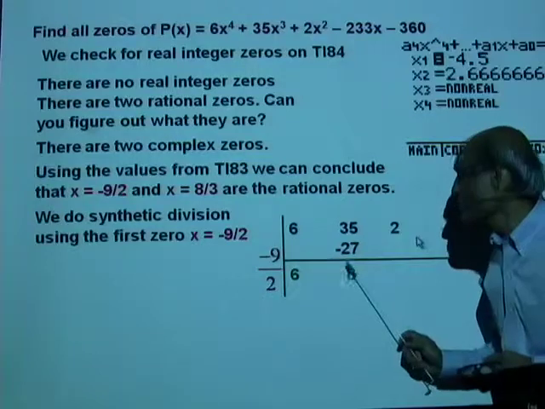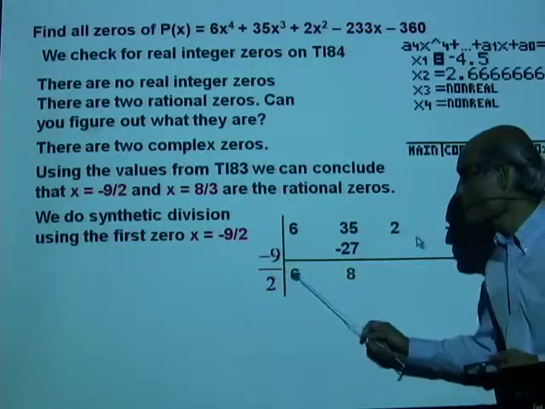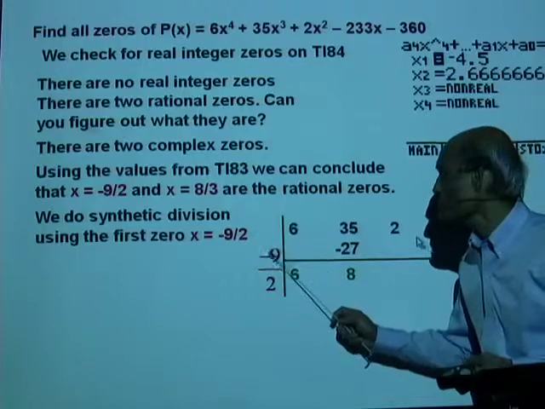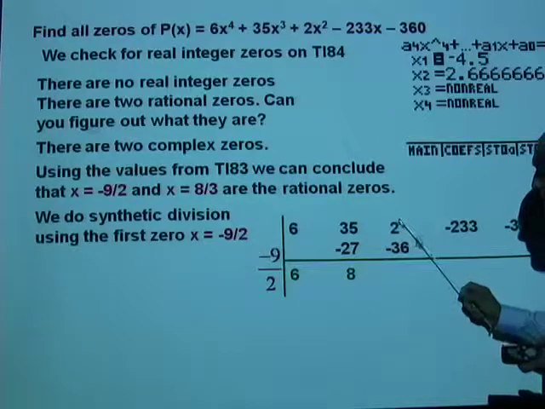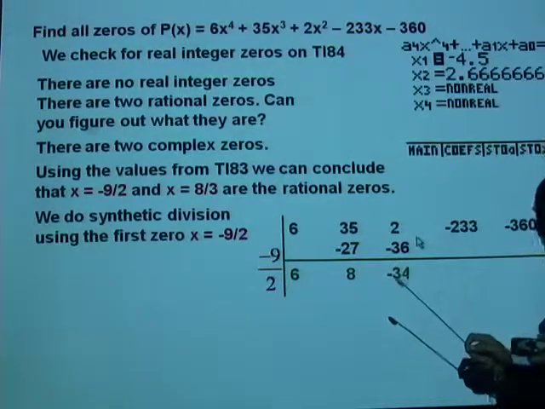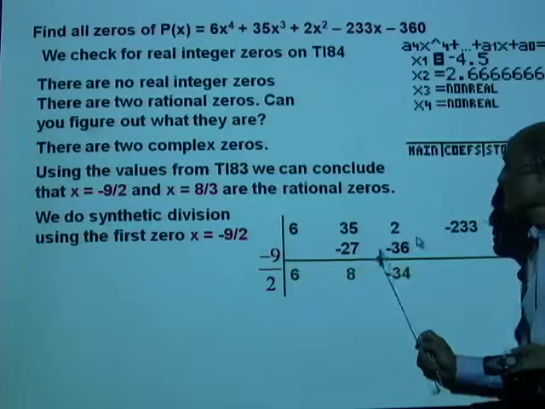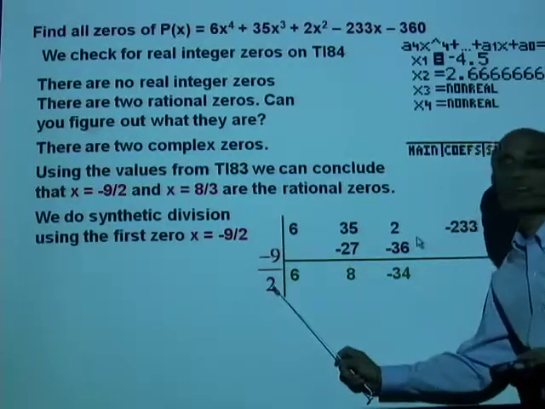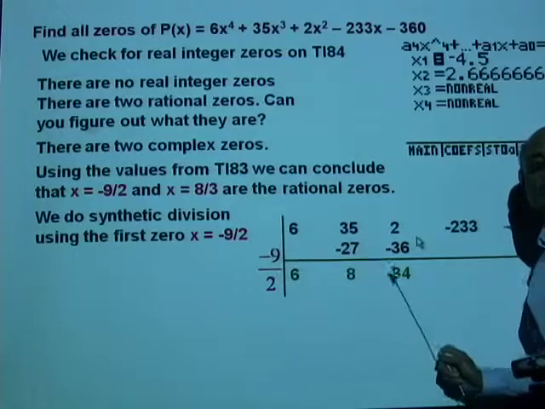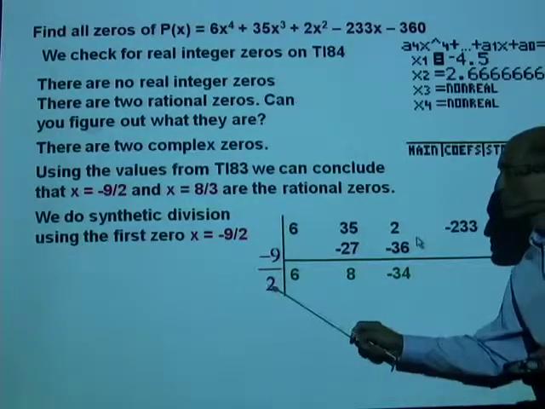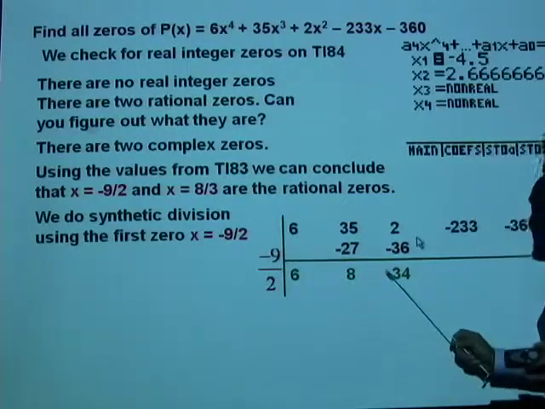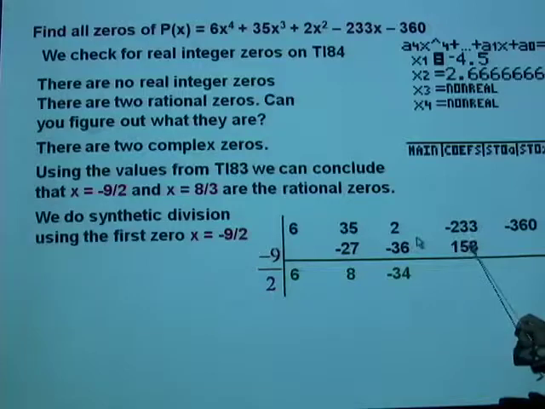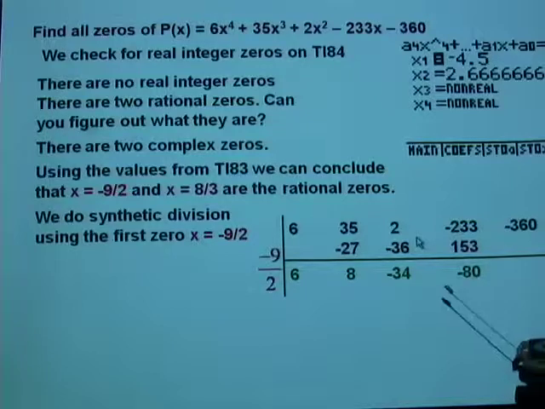Multiply negative 9 over 2 by 8. Again, 2 goes in 8 4 times. 4 times negative 9 is negative 36. Okay? And you get negative 34. Now, negative 34 multiplied by negative 9 over 2. First of all, negative and negative become positive. 2 goes in 34 17 times, and 17 times 9 is 153. And you get negative 80.